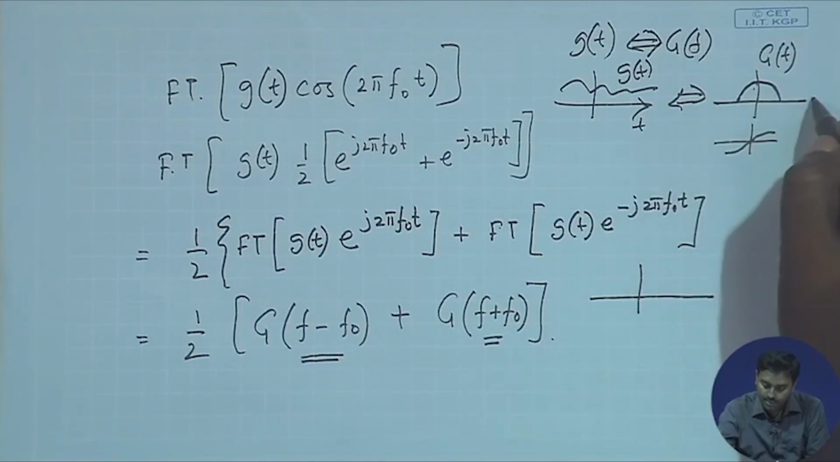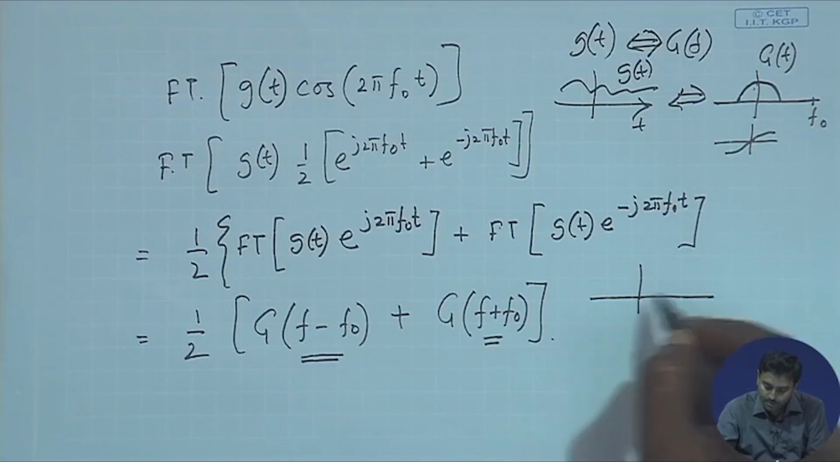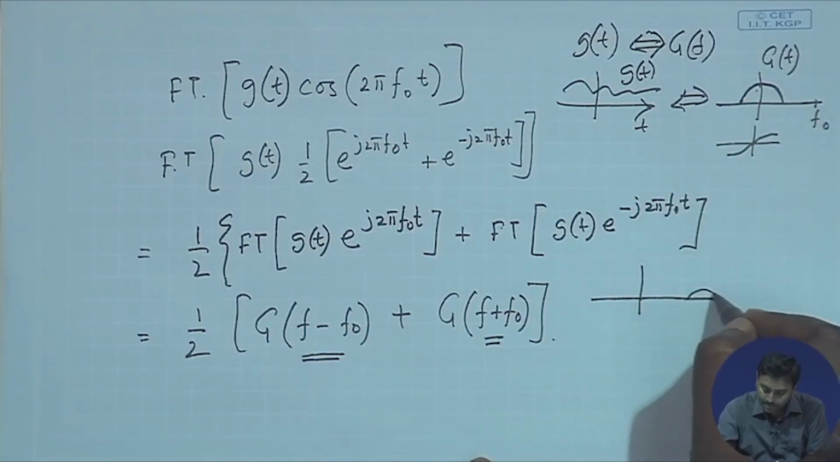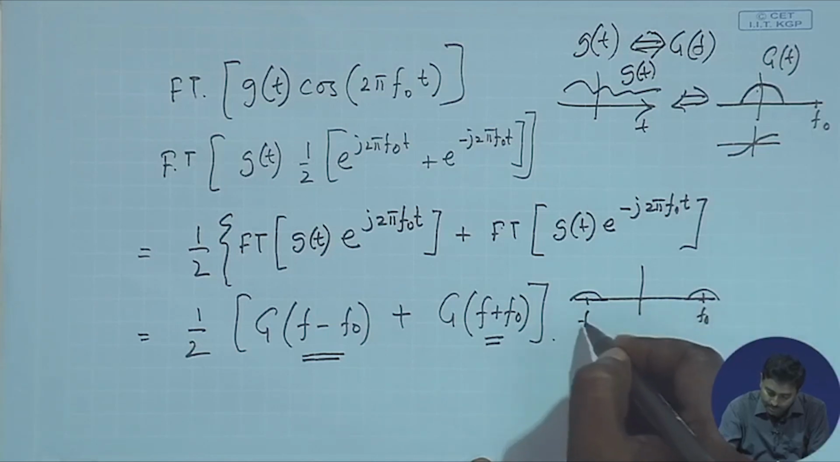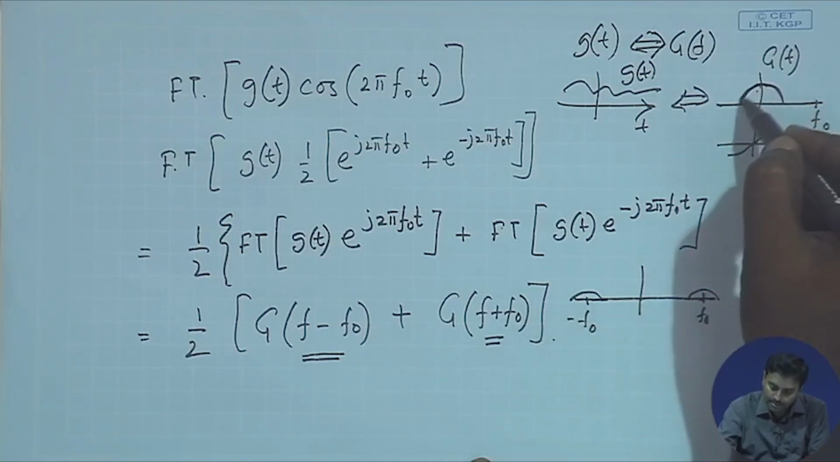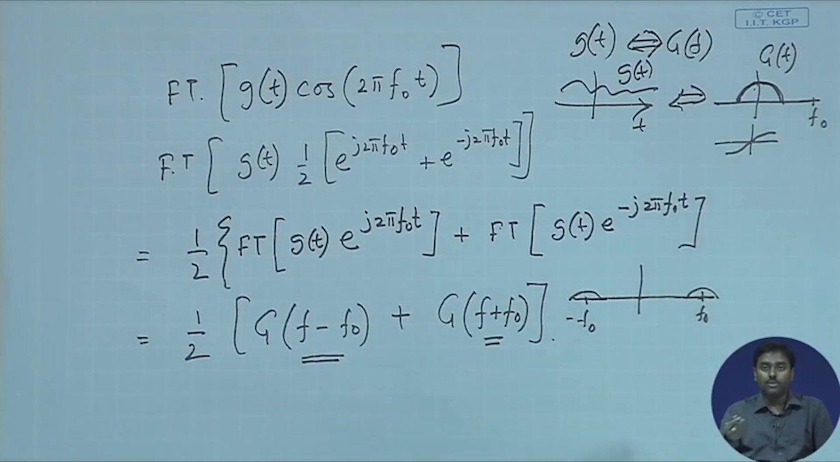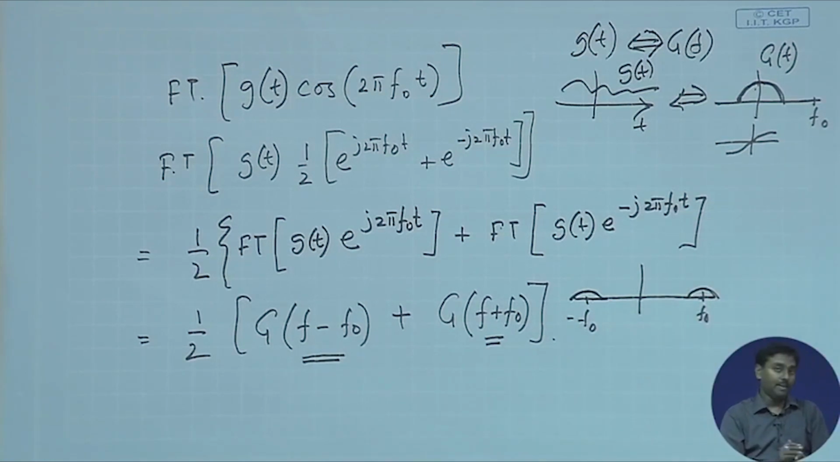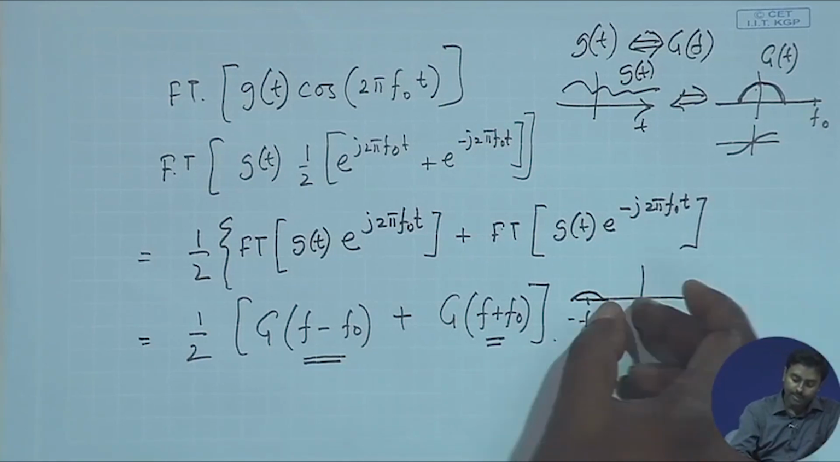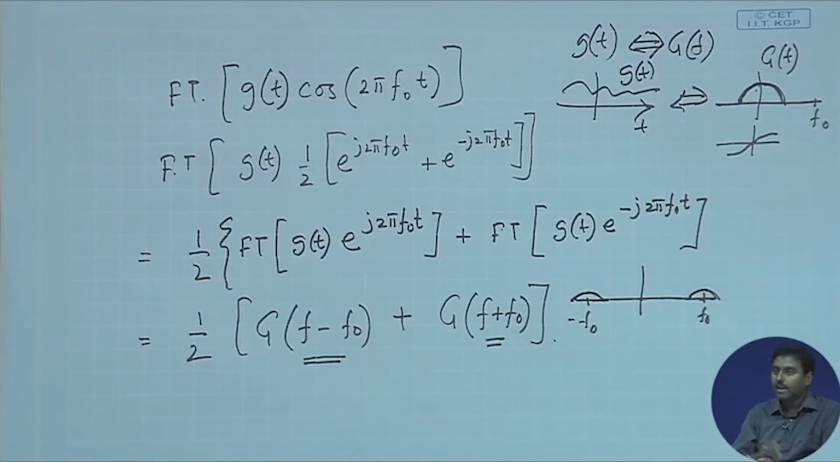Suppose my f0 is something like this. Then this whole thing will be reduced a little bit and it will be centered around plus f0 and minus f0. Remember, the shape of this spectrum, which actually specifies the signal quality, remains the same. The spectrum shape does not change. I can bring it back to 0 and I will get the same thing. This is a very interesting property of the Fourier transform.